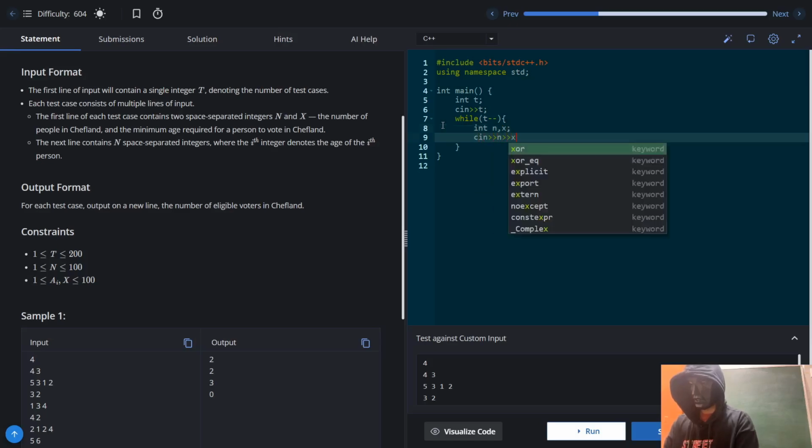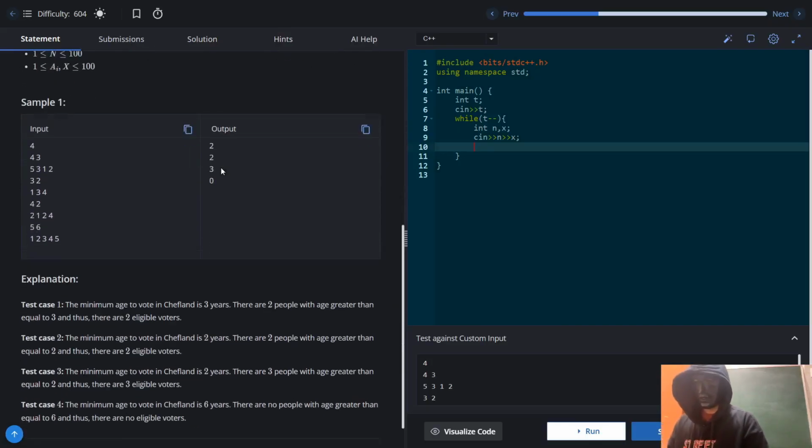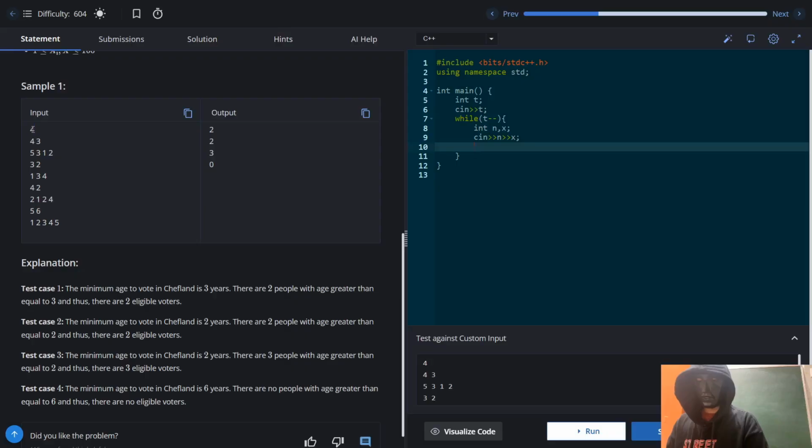They're saying the number of people in Chefland is n, and the minimum age required for a person to vote in Chefland is x. The next line contains n space separated integers, with the ith integer denoting the age of the ith person. Okay, got it. So let's try to understand the example. We have four test cases. In the first example, n is 4, x is 3, and the ages given are 5, 3, 1, 2.